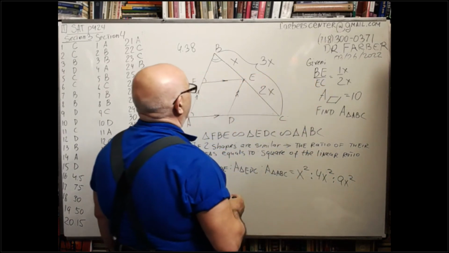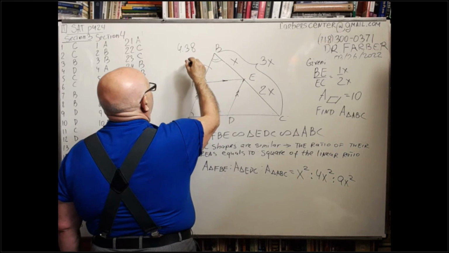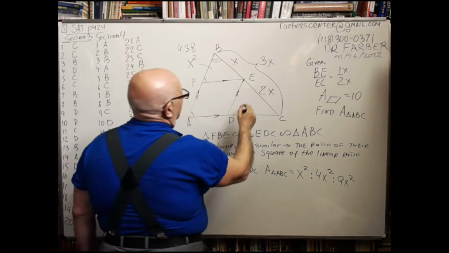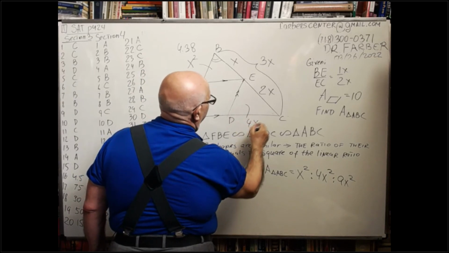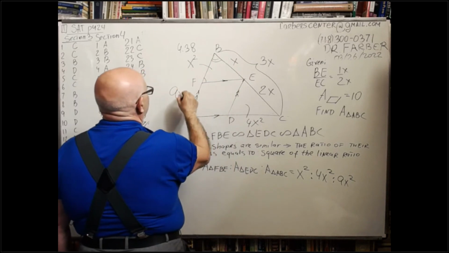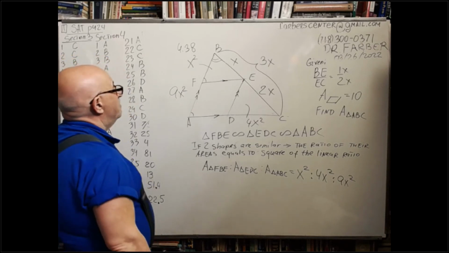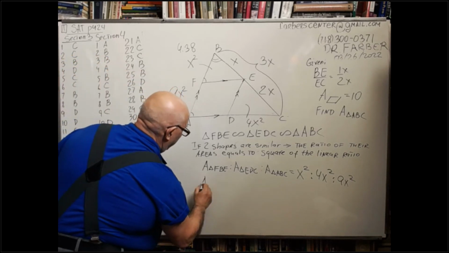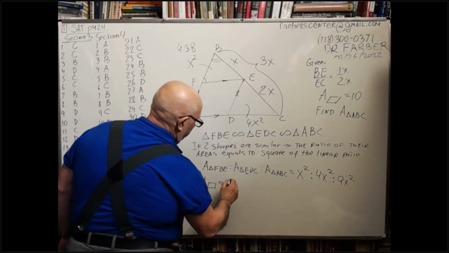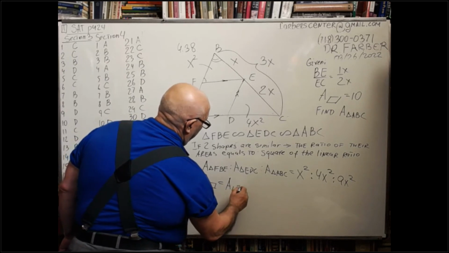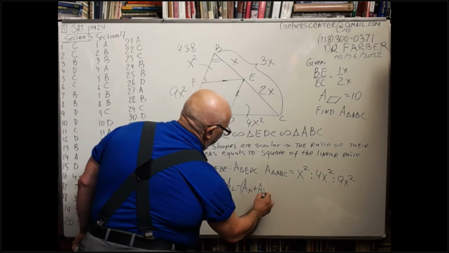Let's specify what we have. This big one is, I don't know where to put this. So this is x to the second proportionally. This is 2x to the second, 4x to the second. And this entire is 9x to the second. Okay. Now, how to get area of parallelogram from this? Area of parallelogram equals area large minus area medium plus area small. I make it simple.